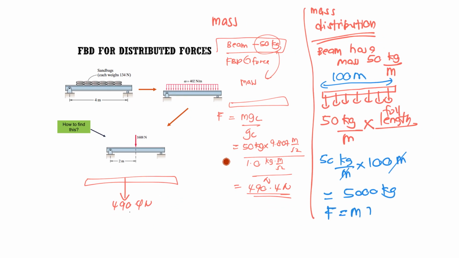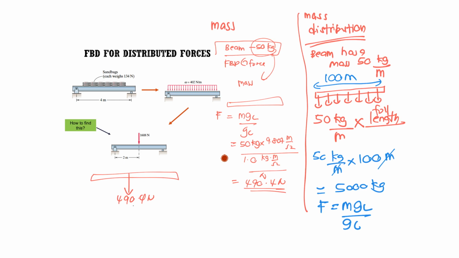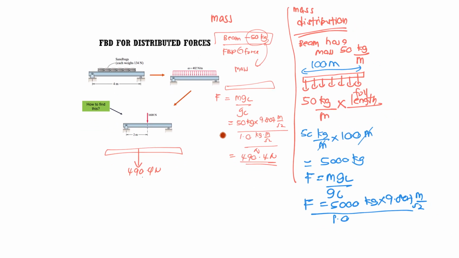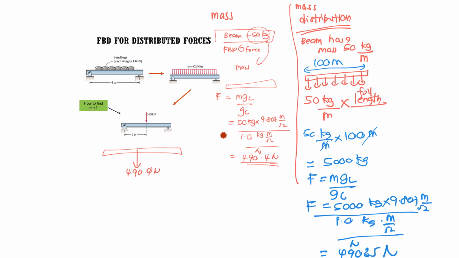F equals mg over gc, because the question is stated in SI units. So F equals 5,000 kilograms times 9.807 meters per second squared over gc, which is 1.0 kilogram meter per second squared over Newton. So you get 5,000 times 9.807. The answer is going to be 49035. The unit is Newton. Okay, so you can see the difference between mass distribution and mass.